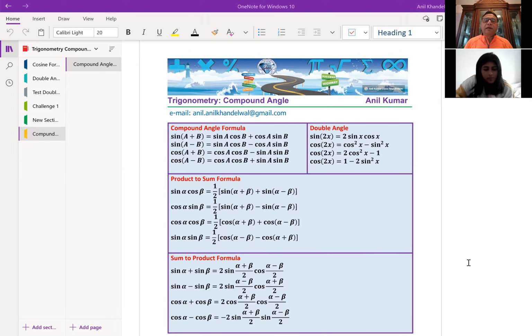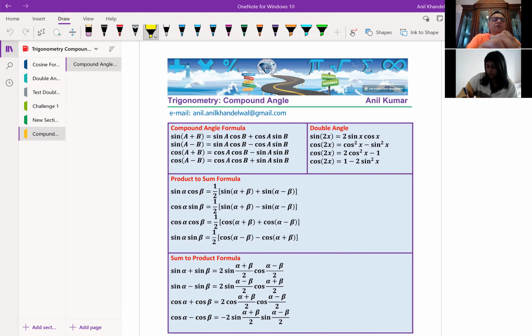So these are all the formulae which are required for your next unit. We call them compound angle formulae, correct? To begin with, on the left hand corner, we have the compound angle formula sine A plus B. You see, we have an angle A plus B inside. Sine A plus B is sine A cos B plus cos A sine B. Sine A minus B is sine A cos B minus cos A sine B. Cos A plus B is cos A cos B minus sine A sine B. And cos A minus B is cos A cos B plus sine A sine B. So these are your basic four formulae.